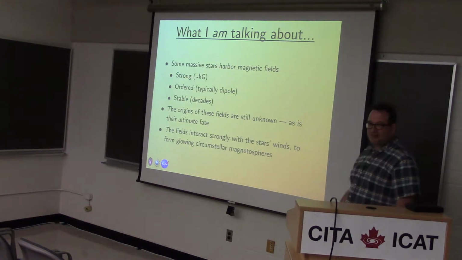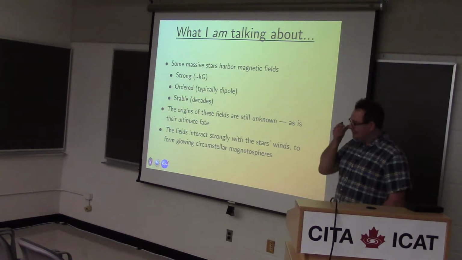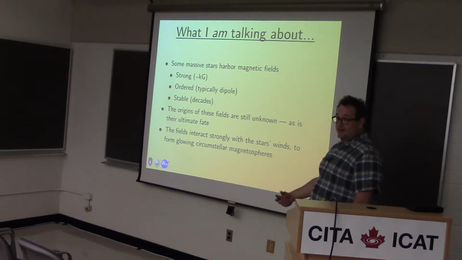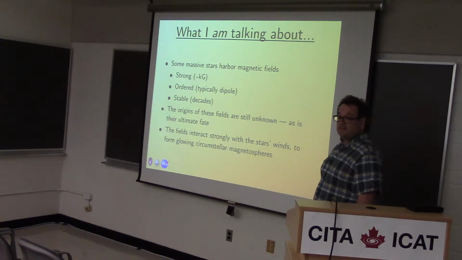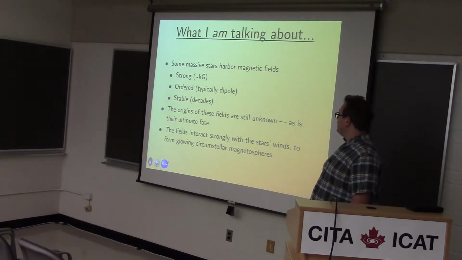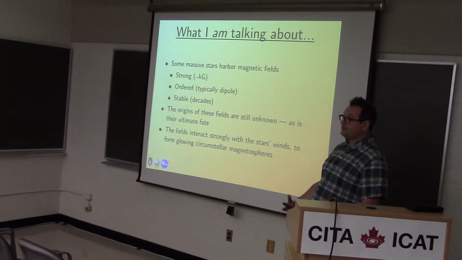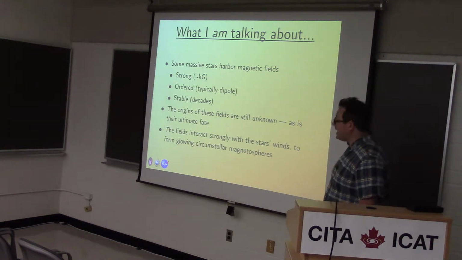With that said, let me now talk about what I will be talking about. So, some massive stars, and by massive star I mean anything with a mass above about 2 or 3 solar masses. So this is something that on the main sequence will have a spectral type O or B, a surface temperature above about 10,000 Kelvin. So some of these massive stars have magnetic fields, and these are strong magnetic fields, typical surface strengths of the order of a kilogauss.